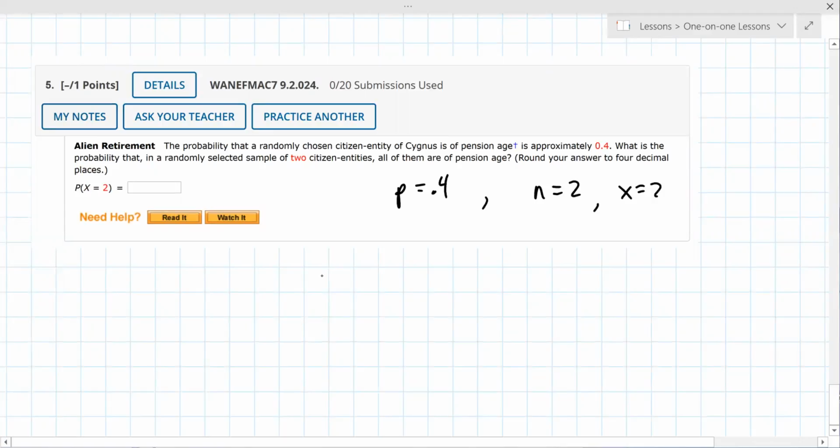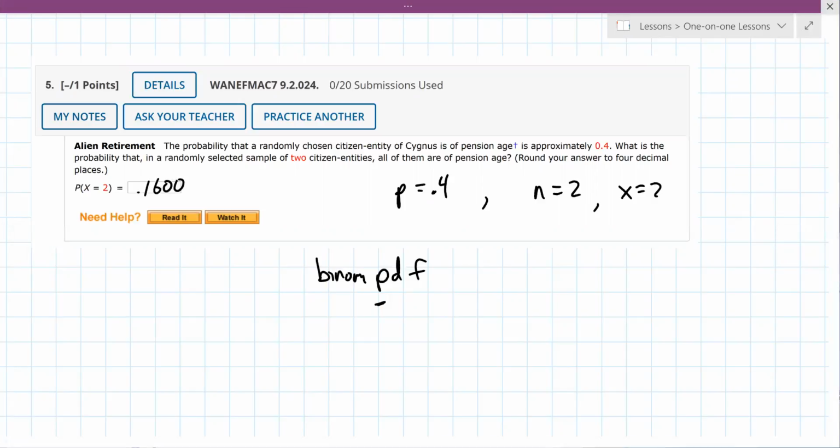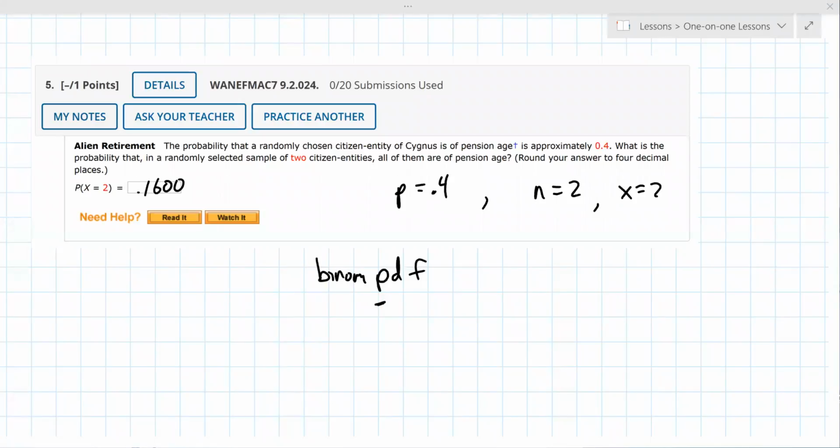So whenever it's an X equal, that's a binom PDF. Okay, and you've got those 4 values there, binom PDF. They must think you're using a table because they've given almost the same probability every time. I don't know. It seems 0.16. Any other decimal places after that? No. Okay. 0.1600. Great. Let's submit that, see if it's right. Hooray, it's correct.